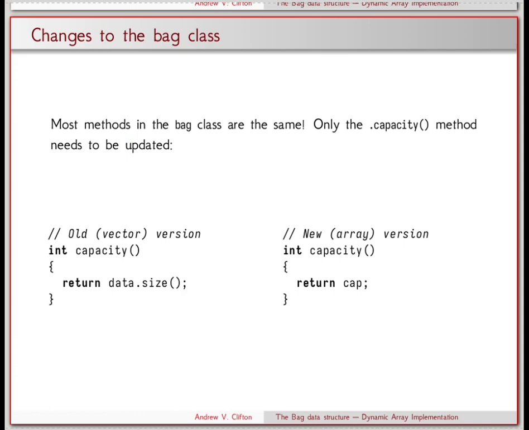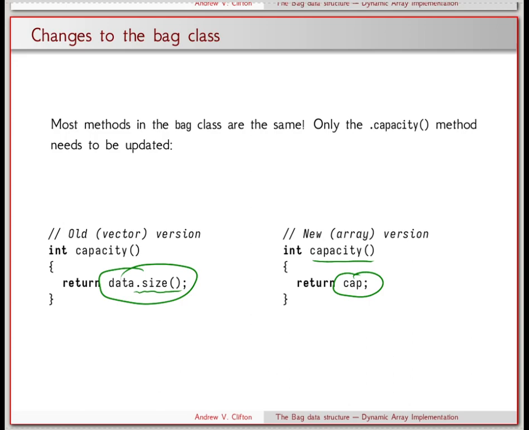Now, most of our methods stay the same. Only the methods that refer to the vector as a vector have to change. And the only one that actually did that was the capacity function. So in the capacity function, we're using data.size because data is a vector. In the new version, data doesn't have any dot operations on it. That's why we had to add the cap. So in the new version here, we just return the cap in the capacity function. All the other functions can stay exactly the same.